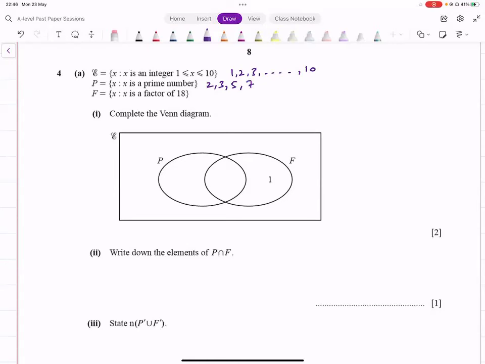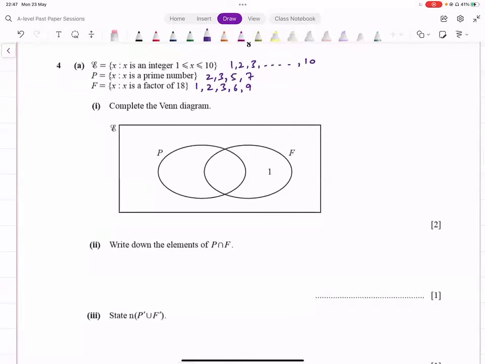Factors of 18 क्या क्या हो सकते हैं? Remember, 1 is also a factor. 1 is a factor of every integer. So 1 होगा आपका factor. Then you've got 2, 3, 4 is not a factor. 5, 6 is a factor. 7, 8, 9 is a factor. So you've got these 5 factors there. Okay, आपके पास numbers are.